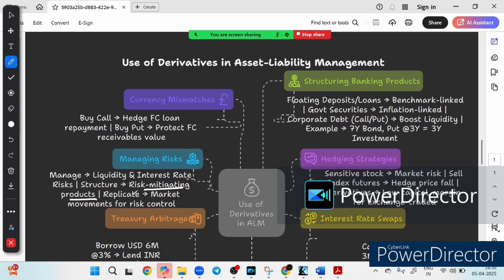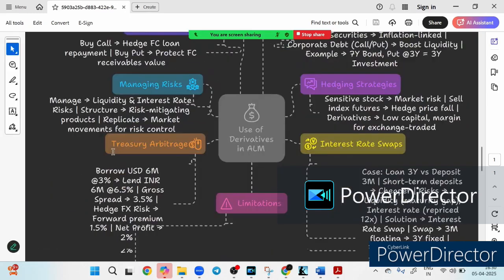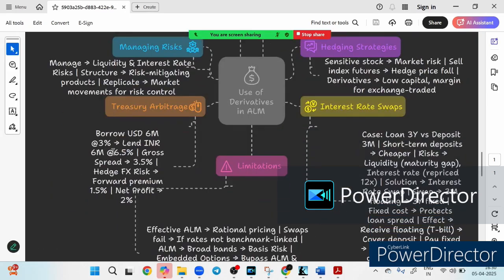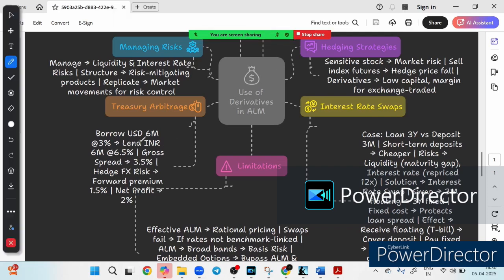Now there is something called treasury arbitrage. Do you know about this treasury arbitrage? See, banks borrow in one currency and lend in another to earn profit. As you can see, they borrow dollars for 6 months at the rate of 3%, and they lend that money in Indian rupees for 6 months at the rate of 6.5%. So what is the gross spread here? 6.5 minus 3, which is equal to 3.5%. So this is the gross spread for the bank, isn't it?